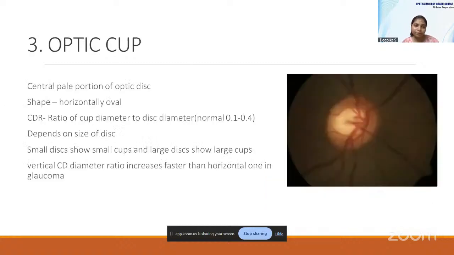And the optic cup is the central portion of the optic disc. The cup disc ratio, as we call it, is the ratio of the disc cup diameter to the disc diameter. Normally it is 0.1 to 0.4, but it is always to be correlated with the size of the disc. Smaller discs have smaller cups and larger discs have larger cups. In glaucoma, especially the vertical cup disc ratio increases, because the superior and inferior poles are the first to be affected in glaucoma.